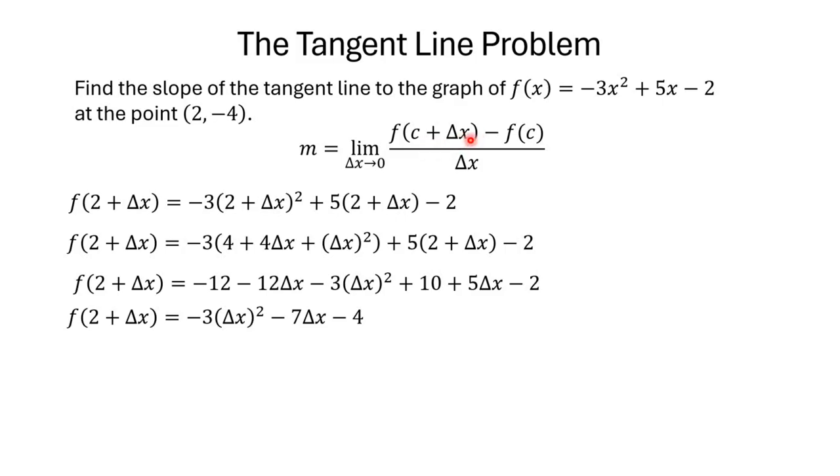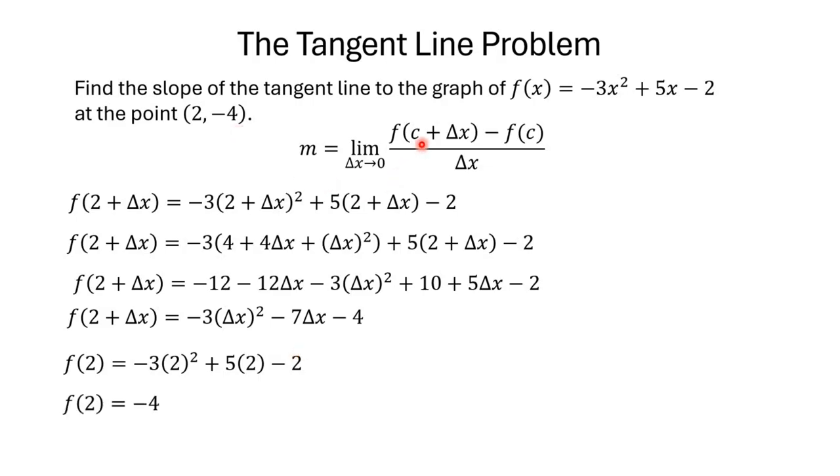The other thing I need to know is f of c, or f of 2 in this case, because c is 2. But we already know that it's negative 4. That's 2 squared is 4, times negative 3 is negative 12, plus 5 times 2 is 10. So that's negative 12 plus 10, which is negative 2, minus 2, and we get negative 4.